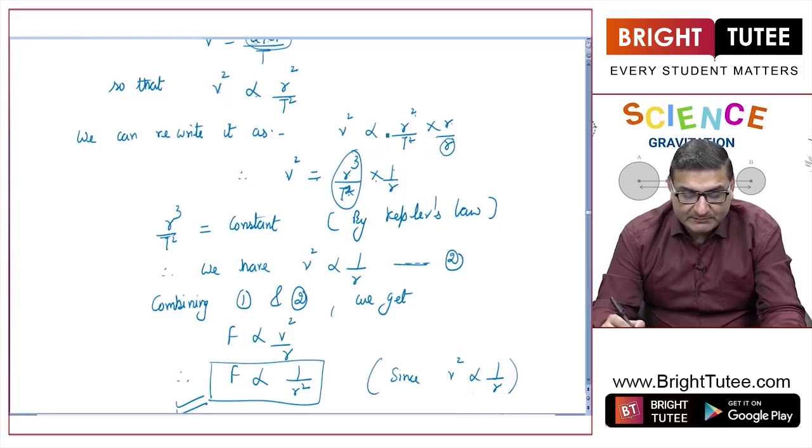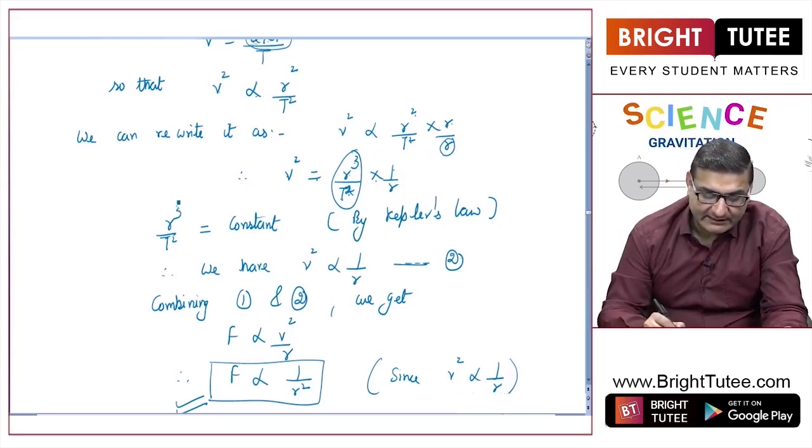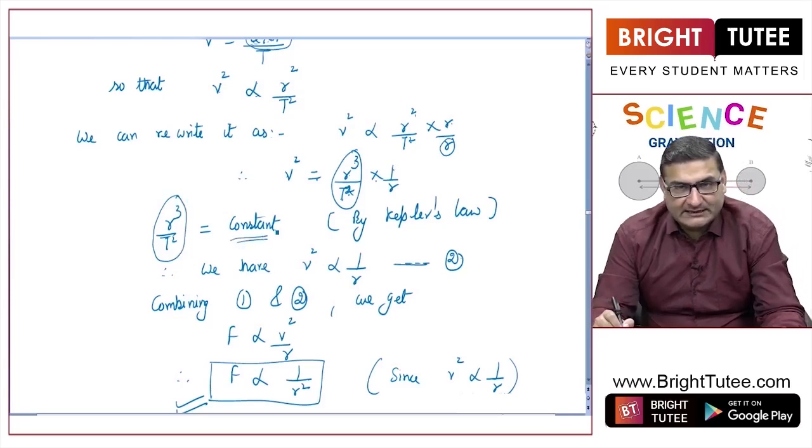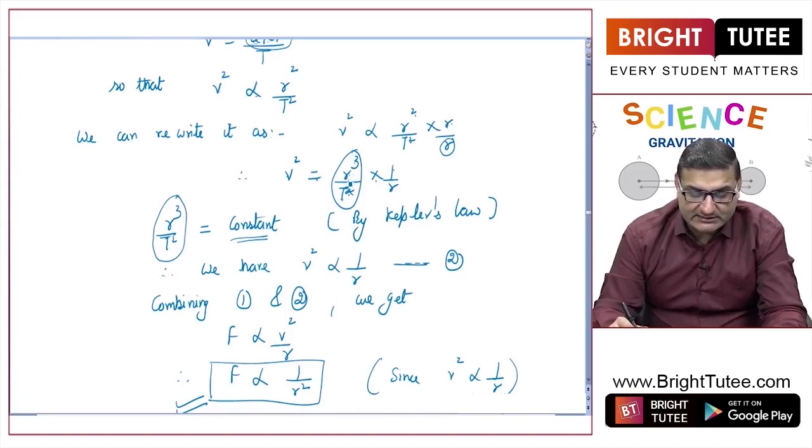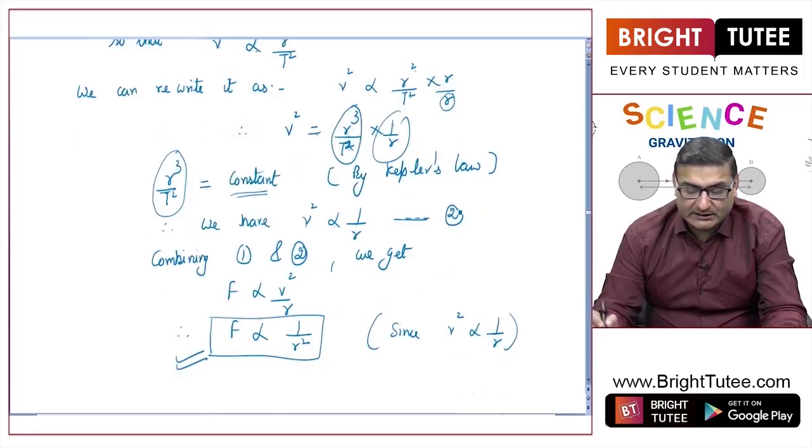Now, as per Kepler's law, we have studied that r cube upon T square is equal to a constant. This is what we studied in Kepler's third law. So if this is a constant, then v square is directly proportional to 1 by r. Take it to be the second equation.